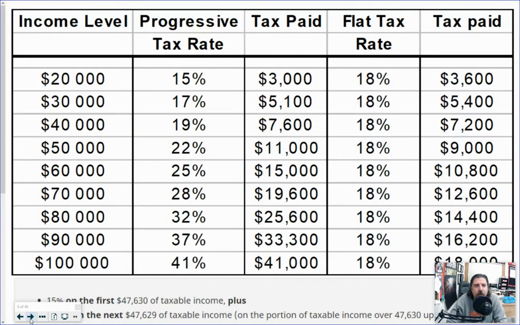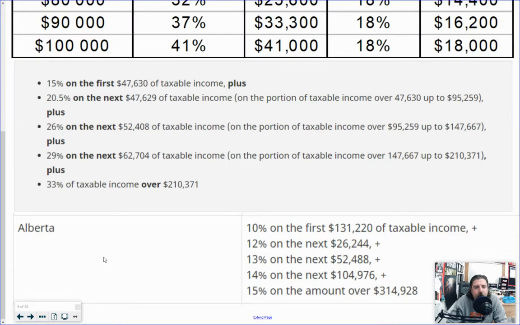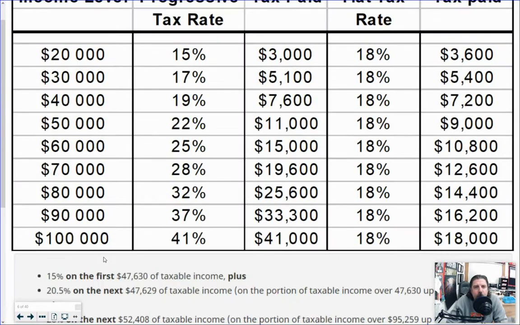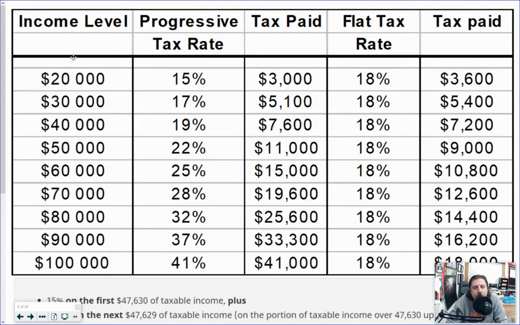So let's have a look at this. This is a very simplistic look at progressive, and I think there's a better one down here. Yeah, that is. Okay. And like I said, so your income level, it shows what a flat tax is. So it just depends. You're paying 18%. So regardless if you're making $100,000 or if you're making $20,000, you're paying the same rate. Whereas progressive, the more you make, the more you pay.